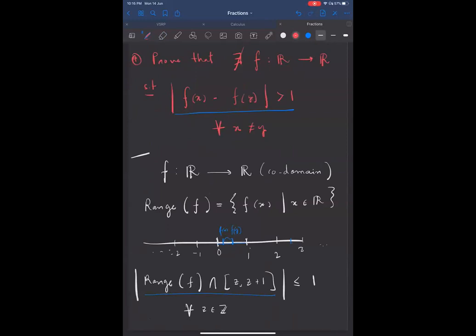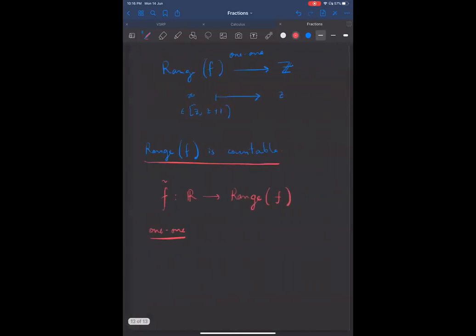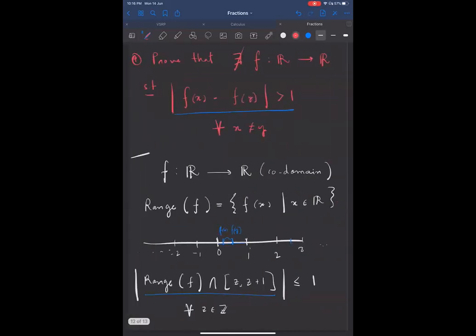Why is it one-one? f is always one-one. This function f, satisfying the property which is given in the question, is always one-one. Why? Because if x is not equal to y, f(x) minus f(y) is never equal to 0, because the modulus is greater than 1. Right, so the function is one-one.